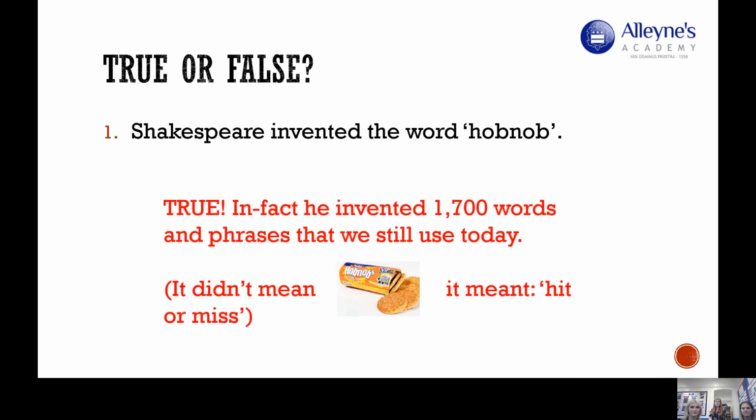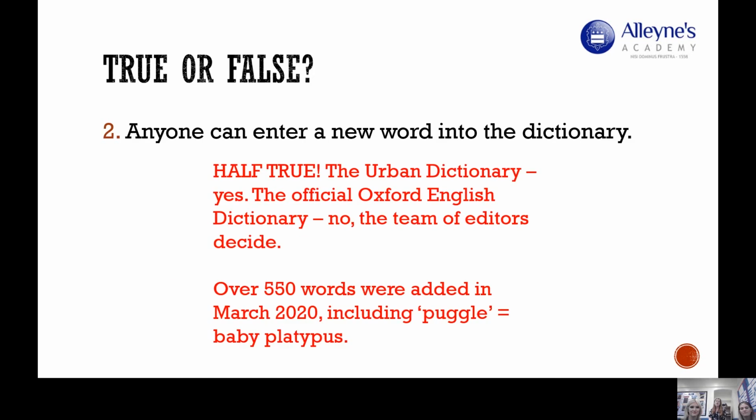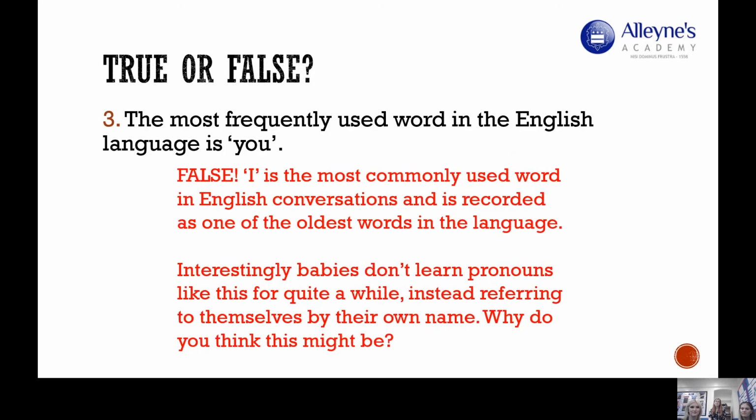So our first one is true. In fact, Shakespeare invented around 1,700 words and phrases that we still use today. It means something completely different, but this is the kind of thing we might look at in language change. Our second one is half true. The Urban Dictionary, anyone can enter a new word onto that, but the official Oxford English Dictionary does have a team of editors, and this might be the kind of concept you look at, considering language and technology and new words that enter our vocabulary.